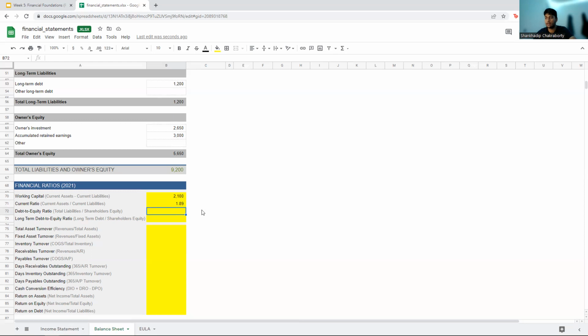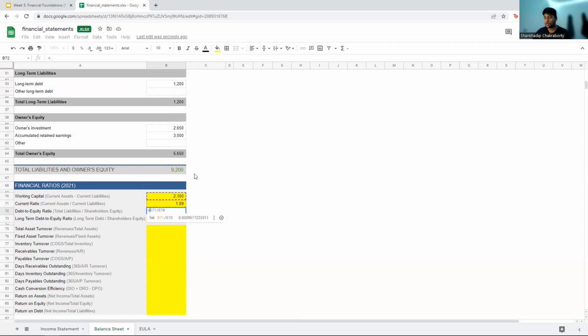So this 1.89, it's above 1. That could be good. That could be not as good. We don't know. But don't ever fall for that BS, in my opinion, that a current ratio above a certain number is always good. That's not true. You always have to look at it in comparison with other companies and the industry in which this company is in. All right, moving on.